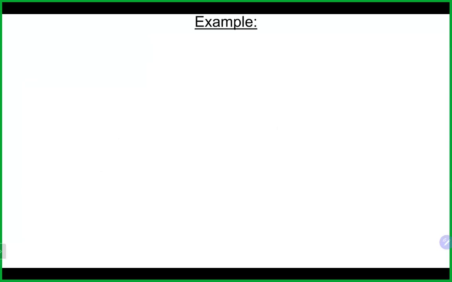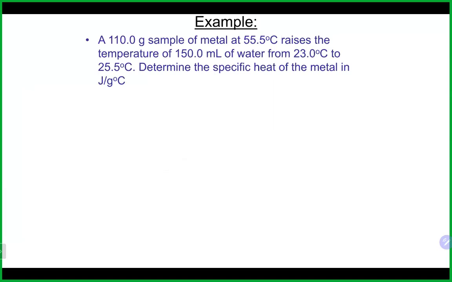All right, so why don't you try one here? We have a 110 gram sample of a metal at 55.5 degrees Celsius. It raises the temperature of 150 milliliters of water from 23 to 25.5. You're looking for the specific heat capacity of the metal. So give it a go, see what you come up with.